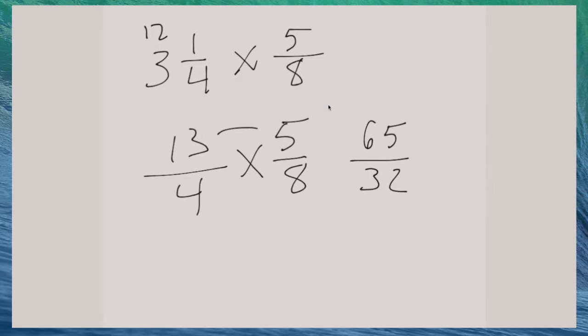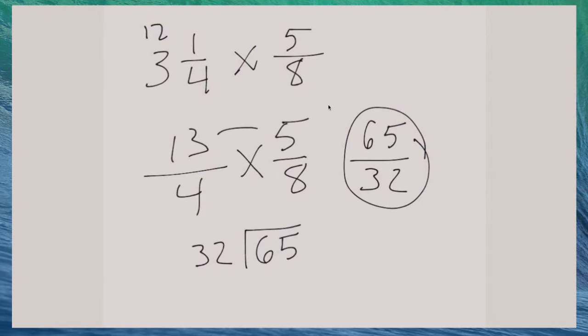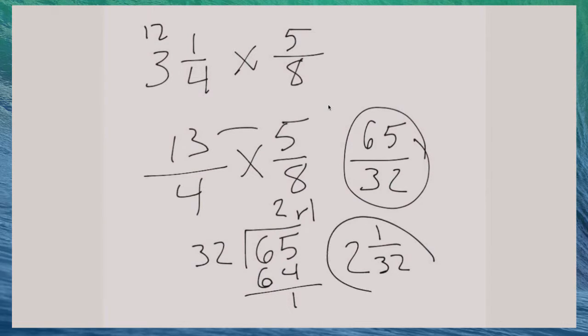Now I've got to convert my improper fraction back into a mixed number. 32 divided into 65 will go 2 times, which gets me 64, with 1 left over. That converts to a mixed number of 2 1/32. And there's my answer. Let's go ahead and do one more. In this case, let's do 2 1/2 times 4 and 1/10.